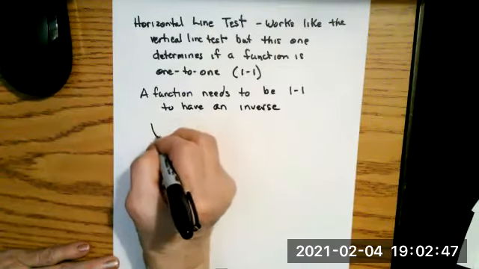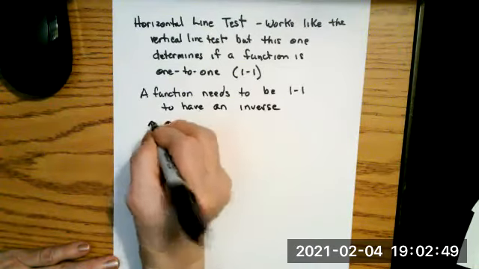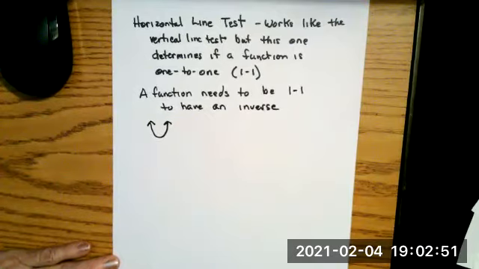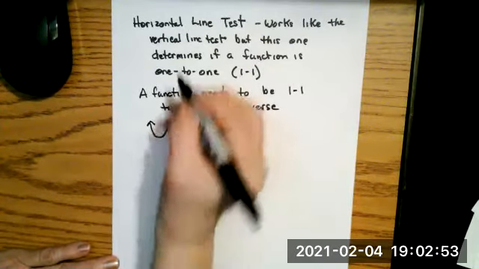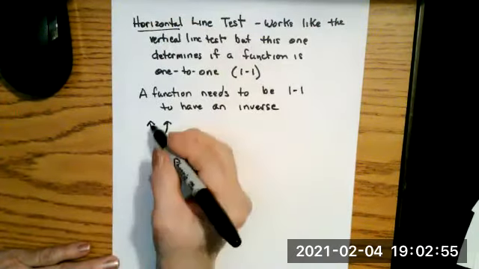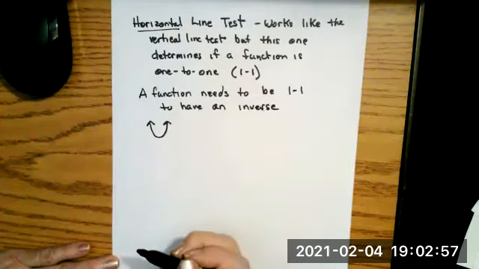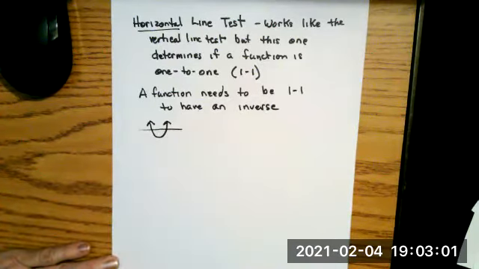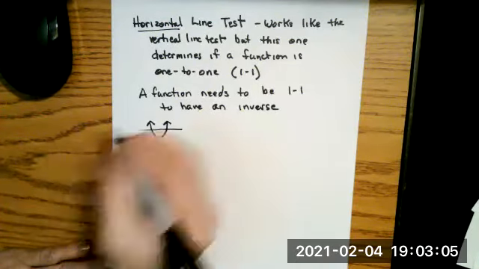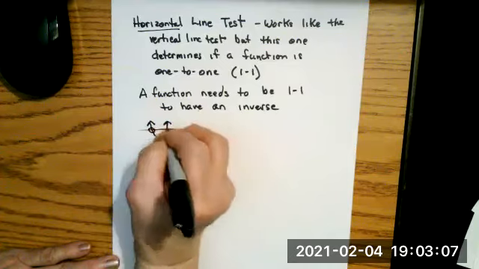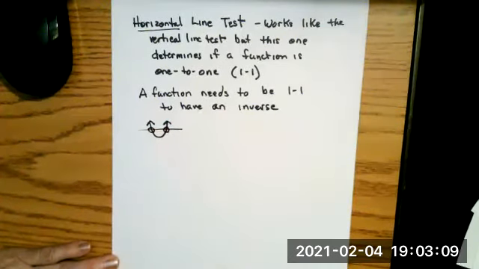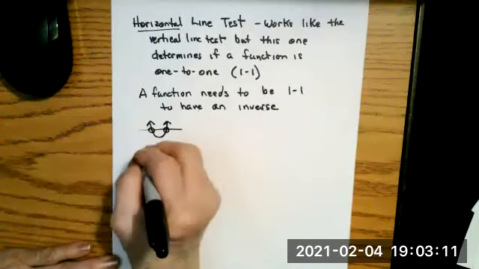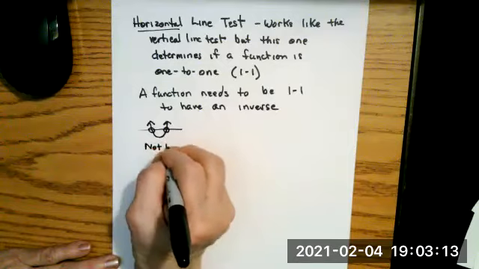Suppose you had a nice little parabola. We like parabolas in this class. And I drew a horizontal line, not a vertical line. I know it's a function because if I drew a vertical line, it would only cross it in one place. But what happens if I draw a horizontal line? That horizontal line will cross that graph in 2 places. So this one is not 1 to 1.